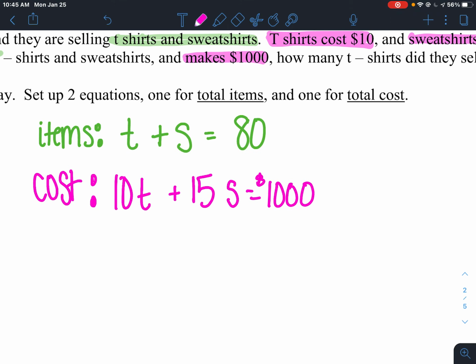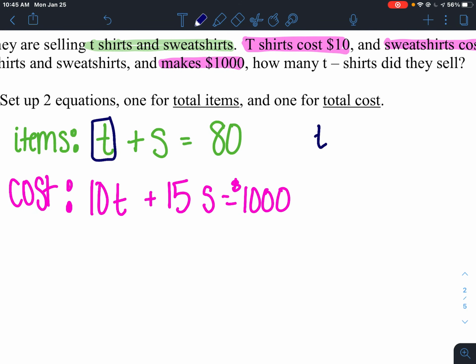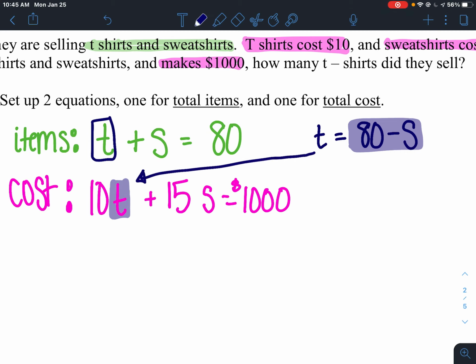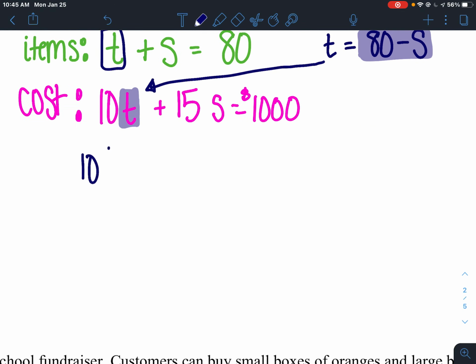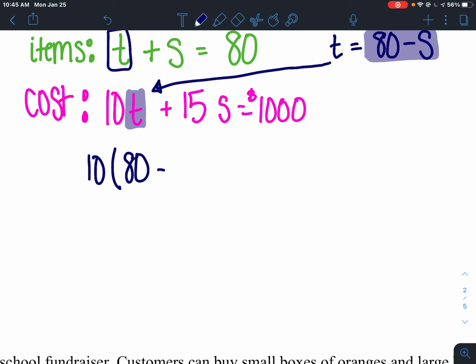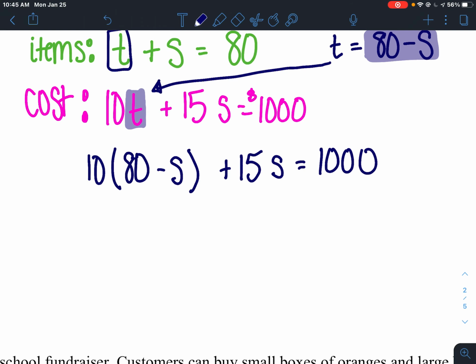Okay, so similarly, I'm going to solve the first equation for a variable. Let's say we want to solve for T this time. So T equals 80 minus S. Okay, then I can take that 80 minus S. I've isolated a variable, and I'm going to plug it right in for T and solve. Okay, so we'll plug it right in. So 10 times 80 minus S, parenthesis, plus 15S equals 1,000.